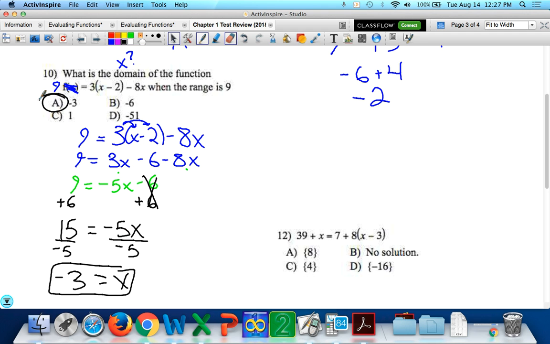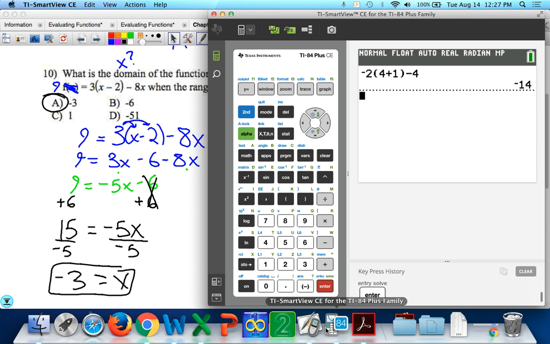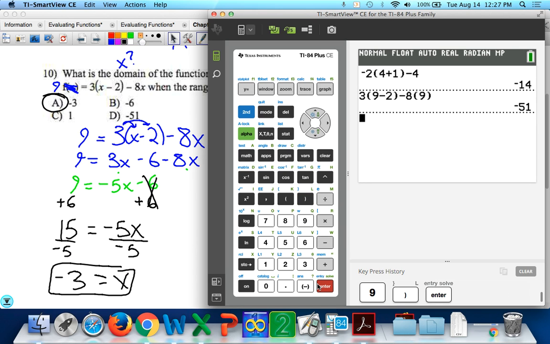Now, what happens if you're thinking you're being clever and you're just mowing on through this and you say, okay, number 10, let me take this 9 and plug it in for all my x's. It's going to be the wrong answer, but I want to show you what happens. 3 times (9 minus 2). So you're thinking, oh, this is just like all the other problems. This is super easy. I got this. Minus 8 times 9.